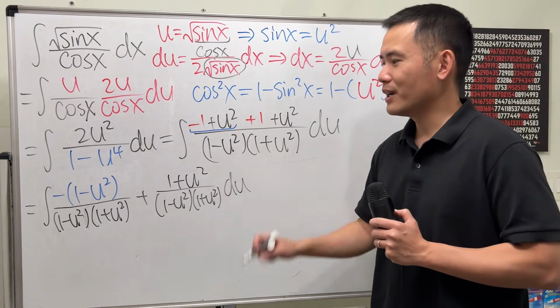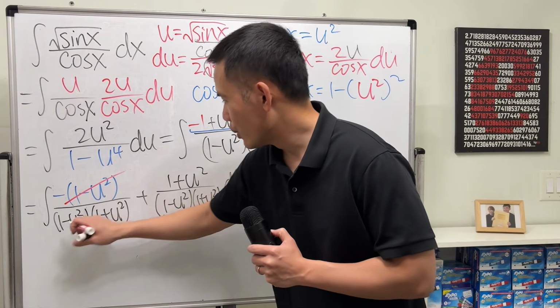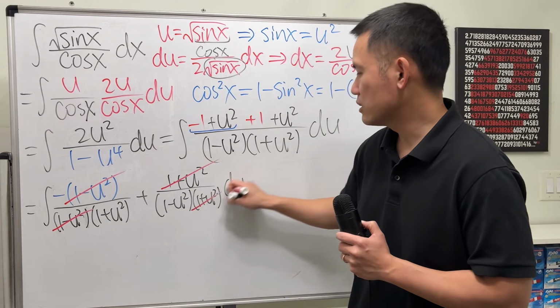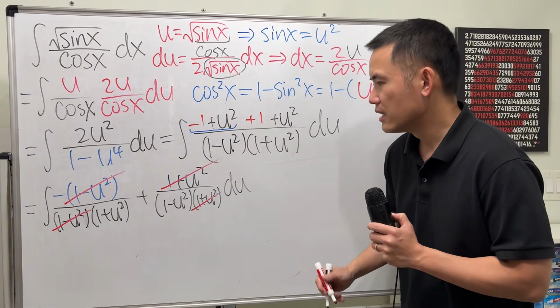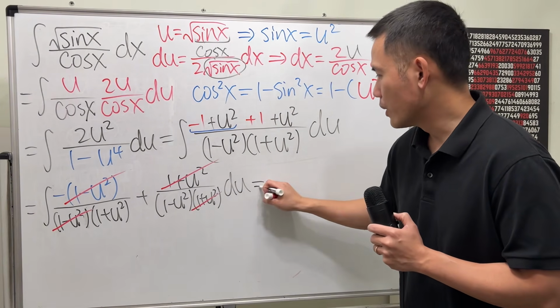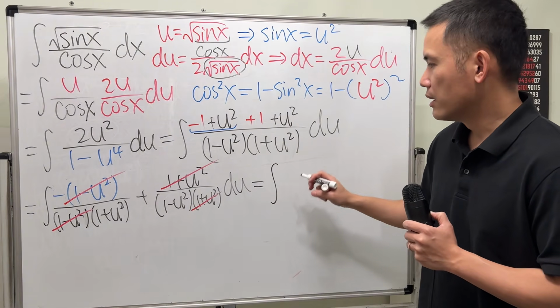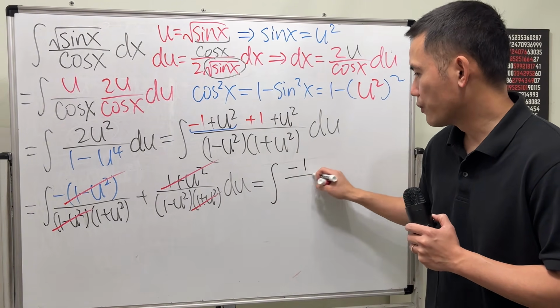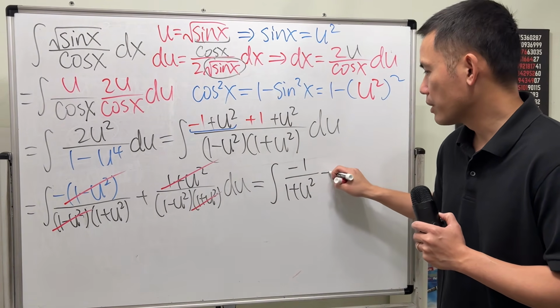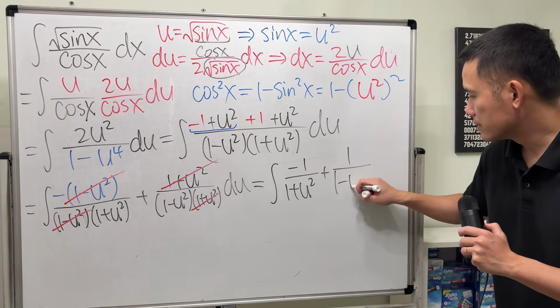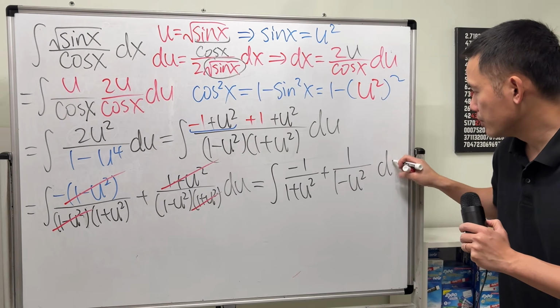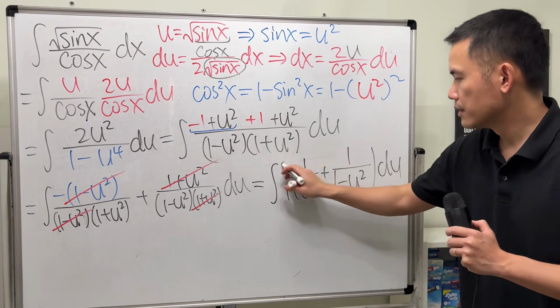Aha, I think we see it, right? Cancel, cancel, cancel, cancel. Very, very nice. And now you can see that we're just looking at the integral of negative 1 over 1 plus u squared plus 1 over 1 minus u squared du.